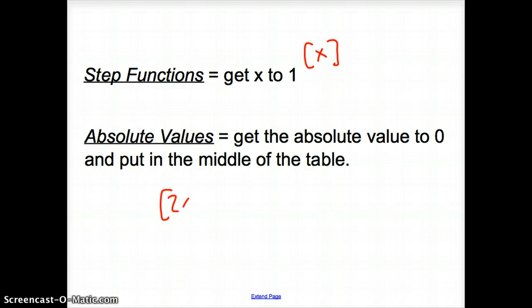And then for absolute values, we want to have 0 in the middle of the table. So here, and I'm sorry, this should be an absolute value. So here, the middle value in our table would be 0, but for x plus 2 in an absolute value, our middle value in the table would be -2. And that's it for section 2.6, special functions.